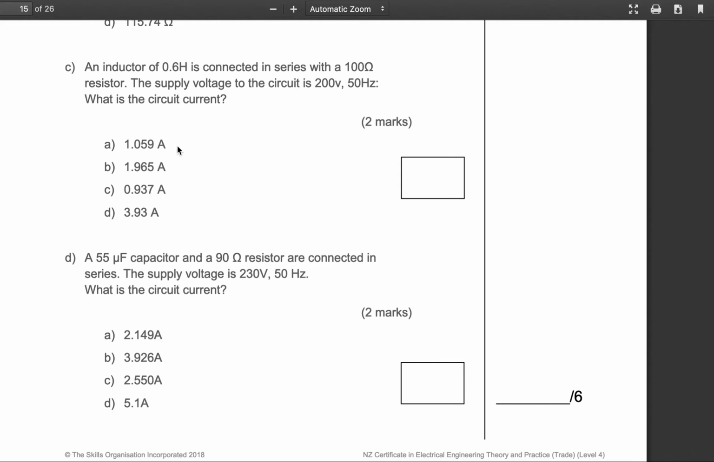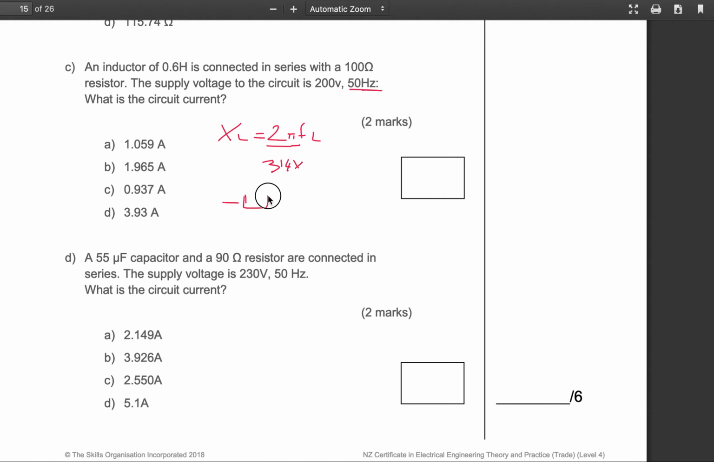So we've got to work out 0.6 henry, 100 ohm, 50 hertz. So first of all, we've got to work out our XL. Two pi FL. Remember this? Because we've got 50 hertz, it's going to be 314 times L, 0.6. That's 188.4.